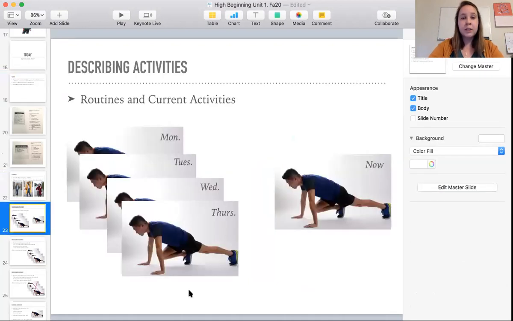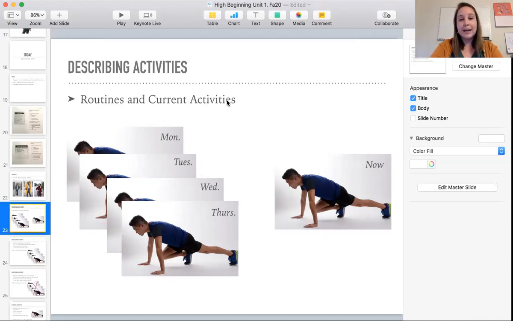So we looked at two different options. We looked at routines, so things that happen on a regular basis. So here we see he exercises on Monday, on Tuesday, on Wednesday, on Thursday. It's something he does regularly. So we would say he exercises during the week, or he exercises regularly, or he usually exercises.